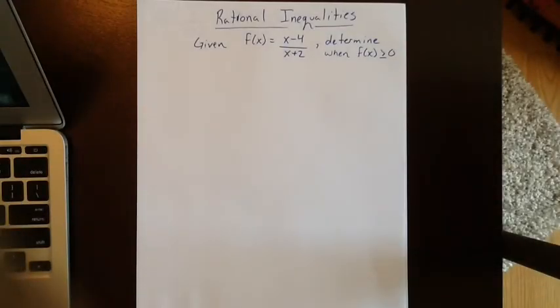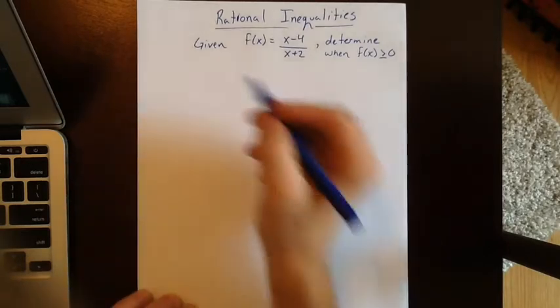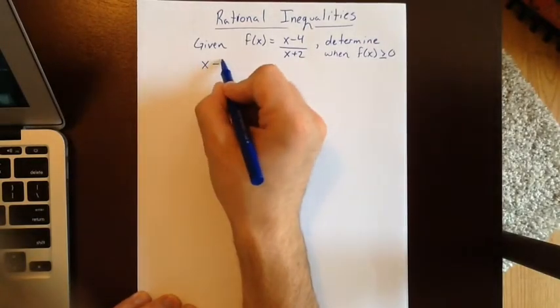Welcome back. In this video we're going to be focusing on rational inequalities coming from polynomial inequalities, and we're going to notice the slight variations between the two. So let's look at the following example, a basic example. Given the function x minus 4 divided by x plus 2, determine when the function is greater than or equal to 0. So our situation looks like this.